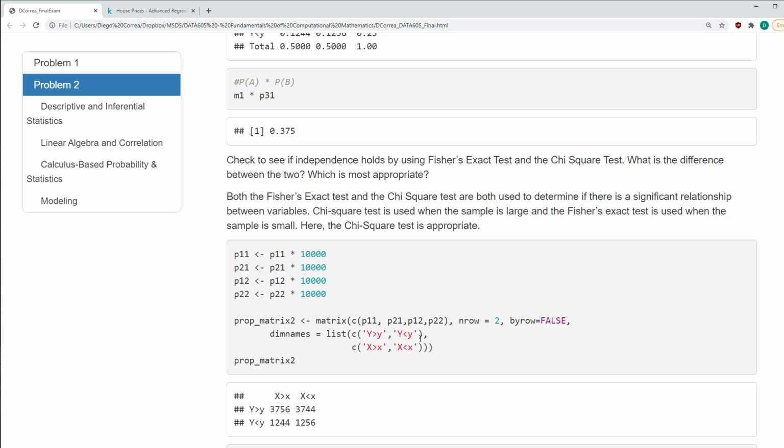Check to see if the independence holds by using the Fisher's exact test and chi-square test. What is the difference between the two? Which is most appropriate? Both the Fisher's exact test and the chi-square test are used to determine if there is a significant relationship between variables. Chi-square test is used when the sample is large, and the Fisher's exact test is used when the sample is small. Here, the chi-square test is appropriate since there are 10,000 observations.